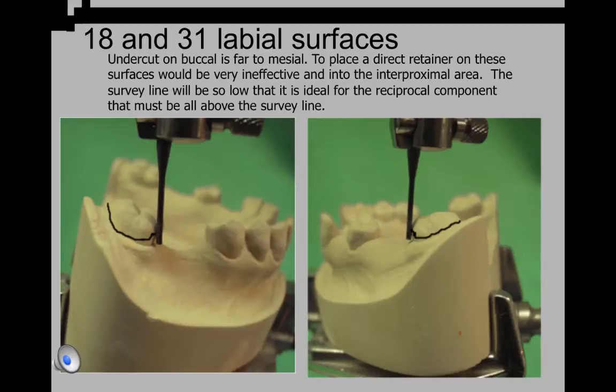If we wanted to put the reciprocal arm on the lingual, that high survey line makes it very difficult without practically mutilating the tooth in order to get the reciprocal component at the middle third, or even to get it entirely above the survey line, since it's such a high survey line. So we like the direct retainer to be on the lingual and the reciprocal component to be on the buccal.